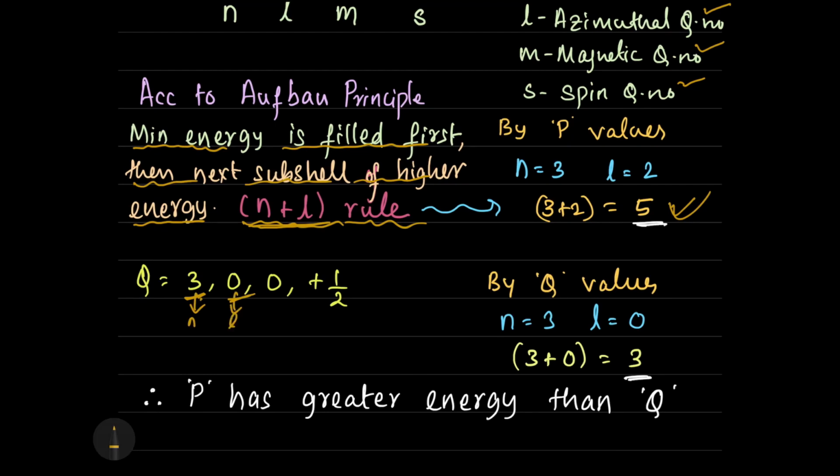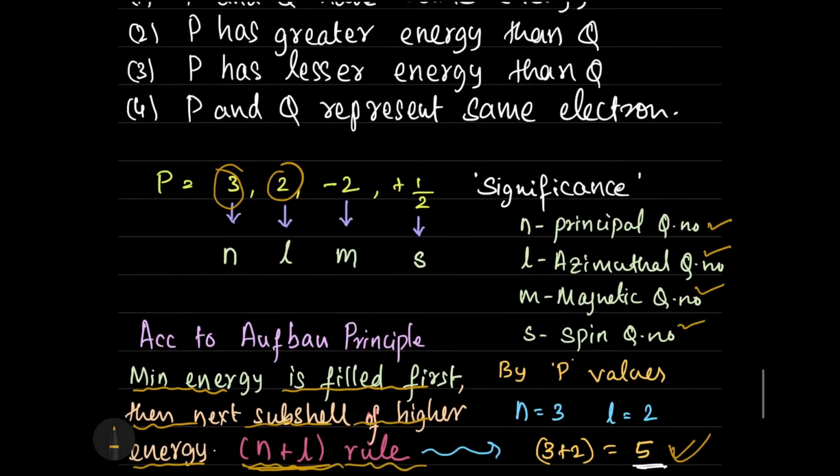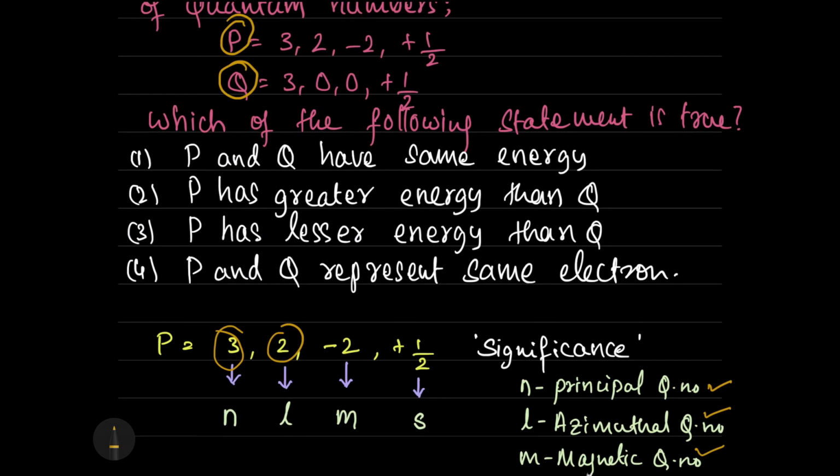For Q, the total sum is 3. I have to fill this one first, then go with the value 5. Since 3 is lesser than 5, and 5 is greater than 3, P has greater energy than Q, because the value of n plus l is greater. Where is the option here? Yes, exactly, option 2 is the right answer. P has greater energy than Q.